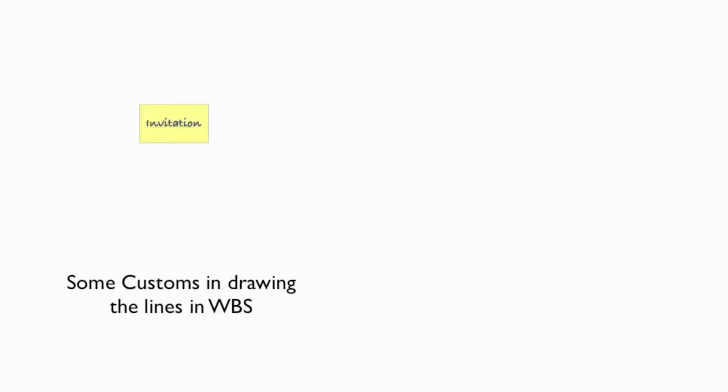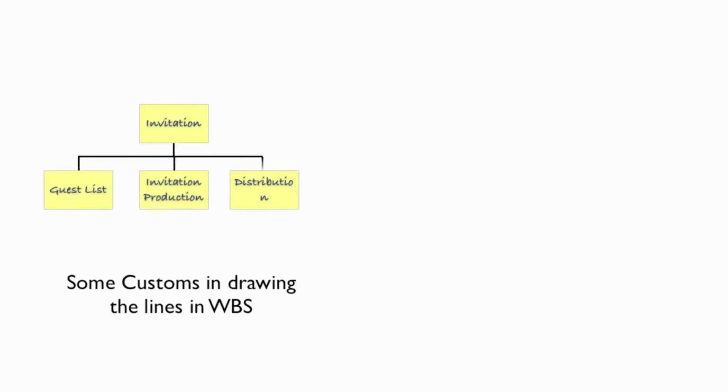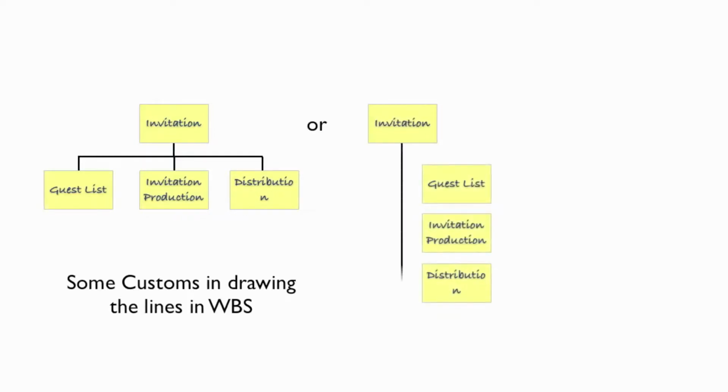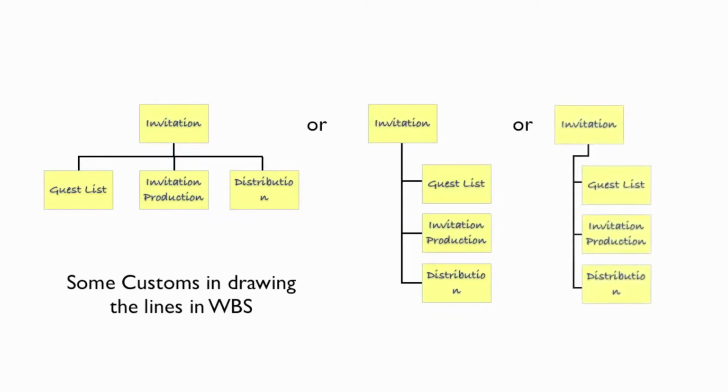There are common practices in drawing lines in a WBS. If you have enough room, then you can do it like you create an organization chart. If you don't have enough room, then you do this. It is like a subfolder in many computer user interfaces.